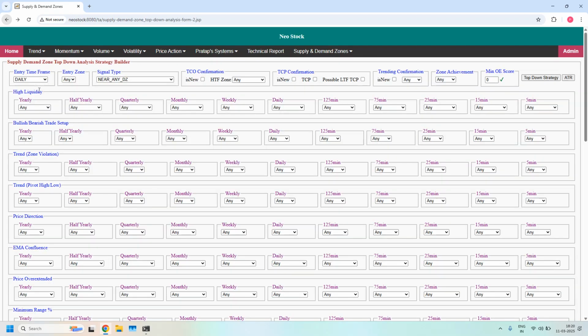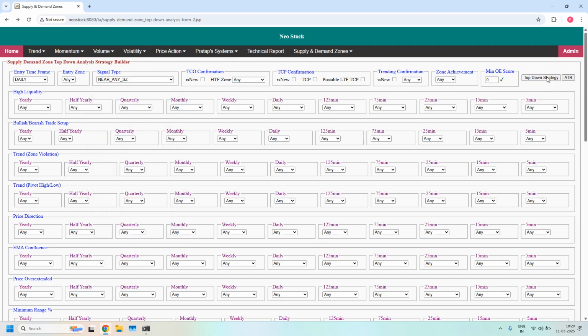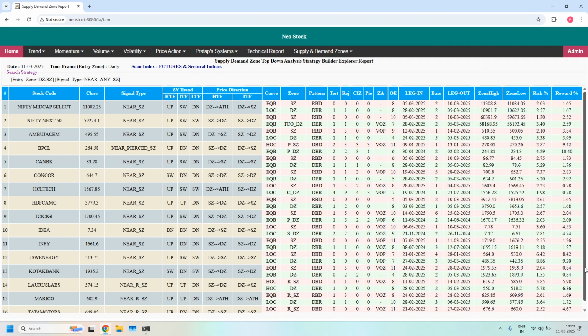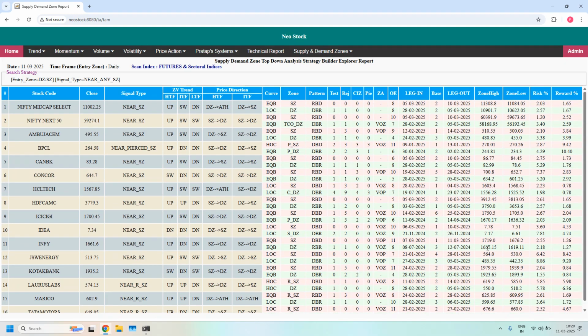Okay, next. For daily time frame, let us find the stocks near daily supply zone. Total we got 16 stocks. Let us identify high liquidity supply zones from this list.